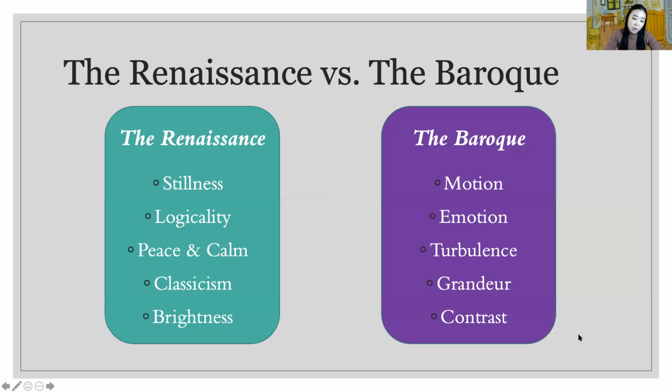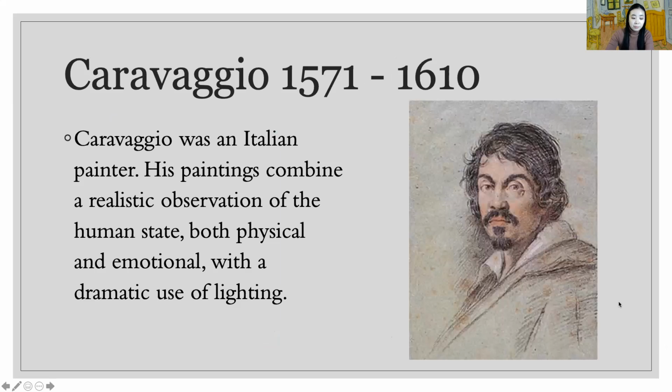So to conclude, the Renaissance art shows stillness, logicality, peace and calm, classicism, and brightness. And the Baroque art shows motion, emotion, turbulence, grandeur, and contrast. So now we are going to see two Baroque artists. The first Baroque artist is Caravaggio.